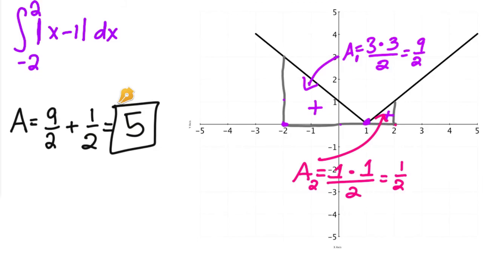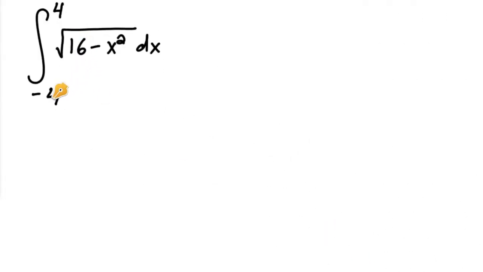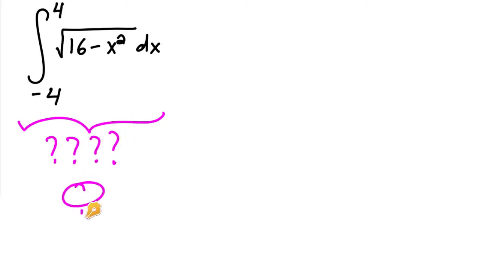Let's do another one. Okay, so this integral from -4 to 4 of the square root of 16 minus x squared, when you first look at this, you go, whoa, this is crazy.